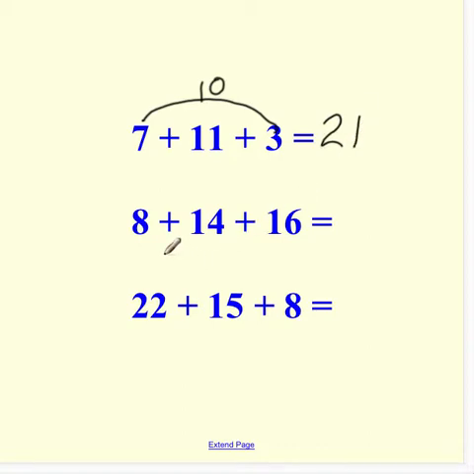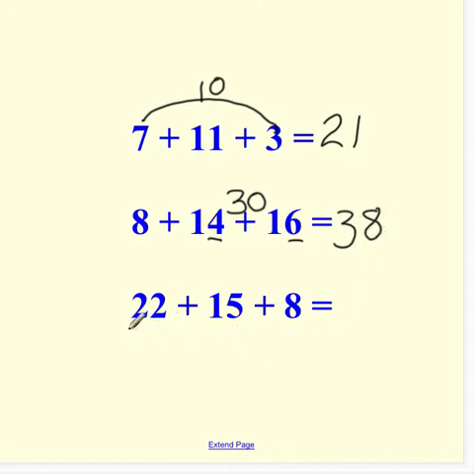Let's look at the next example. 8 plus 14 plus 16. This time I know that a 6 and a 4 can be added together to make 10. And then I have another 10 here and another 10 here. 10 plus 10, and the 10 I just made is 30. 16 plus 14 is 30. Now I can very quickly add on 8 for an answer of 38.